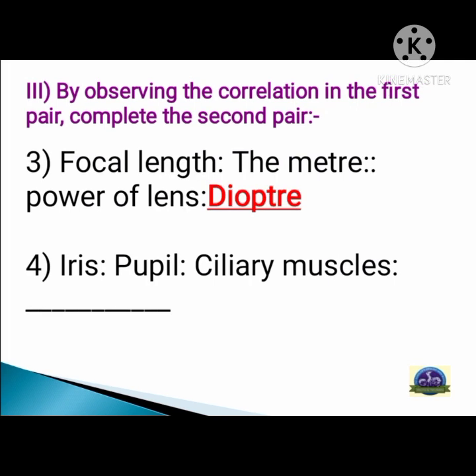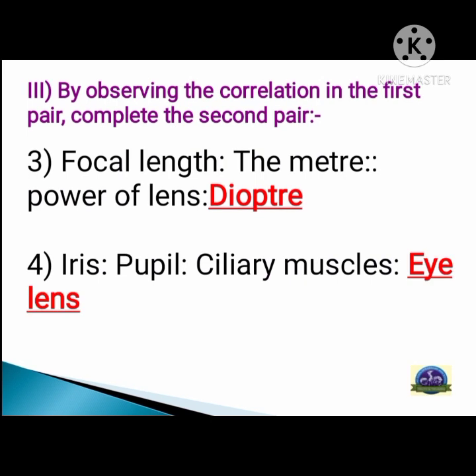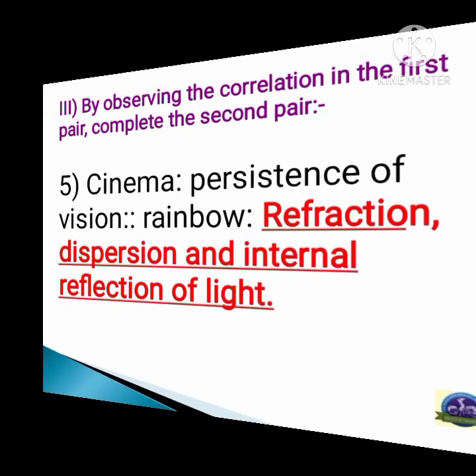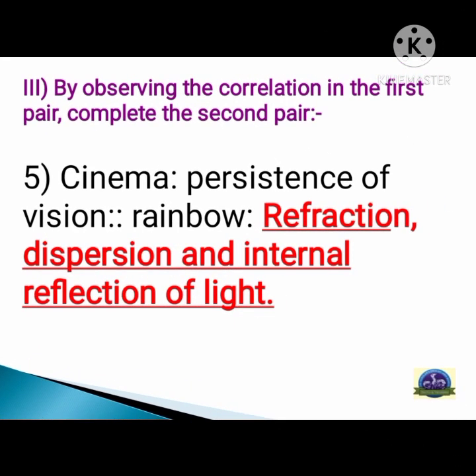Third one, focal length, the meter, power of lens, dash. Answer is diopter. Fourth one, iris, pupil, ciliary muscles, dash. Answer is eye lens. Fifth one, cinema, persistence of vision, rainbow, dash. Answer is refraction, dispersion and internal reflection of light.